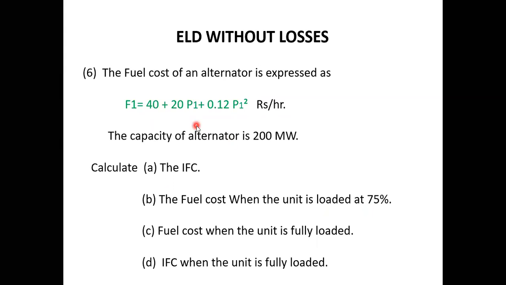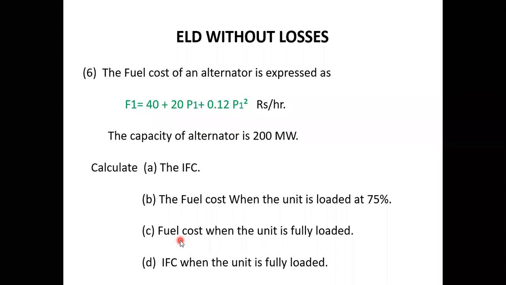Coming to the second one, the fuel cost when the unit is loaded at 75%. Means we need to find out fuel cost. So this is the expression for the fuel cost. In order to find out your fuel cost, we must find out the P1 value. How can we find the P1 value? They're asking the unit is loaded at 75%. Total capacity of the alternator is 200 megawatts, but we need to consider only 75% of the 200. Then whatever value we get, we need to substitute in the F1 expression. Then we will get fuel cost.